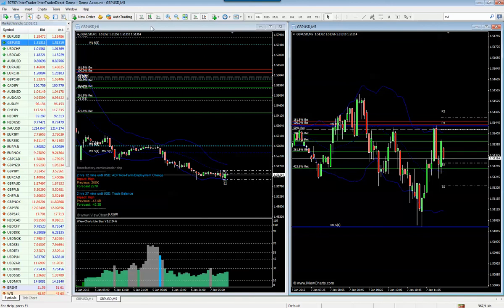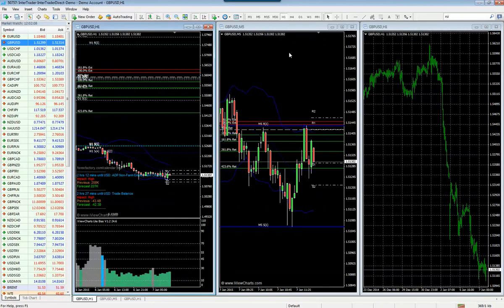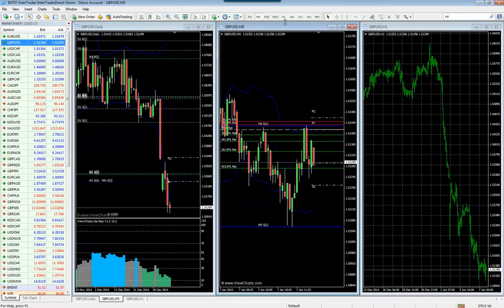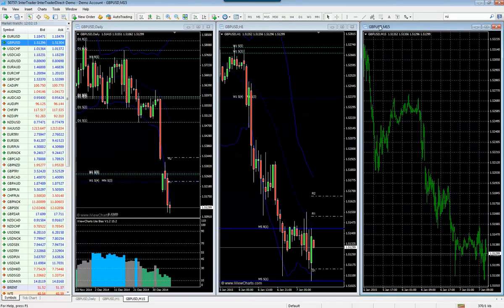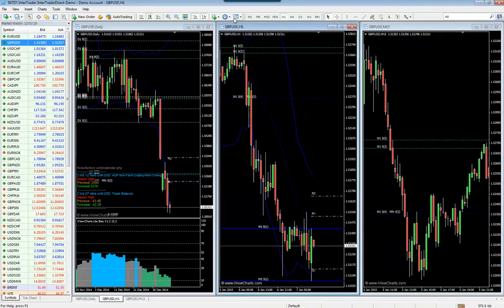Because once you've got this framework in play, if you dragged another chart in here, this is just how quick you can set out these charts. If we do, that will now be our daily, that'll be our hourly, that'll be our 15-minute. So put the templates on: 15-minute chart, hourly chart, daily chart.